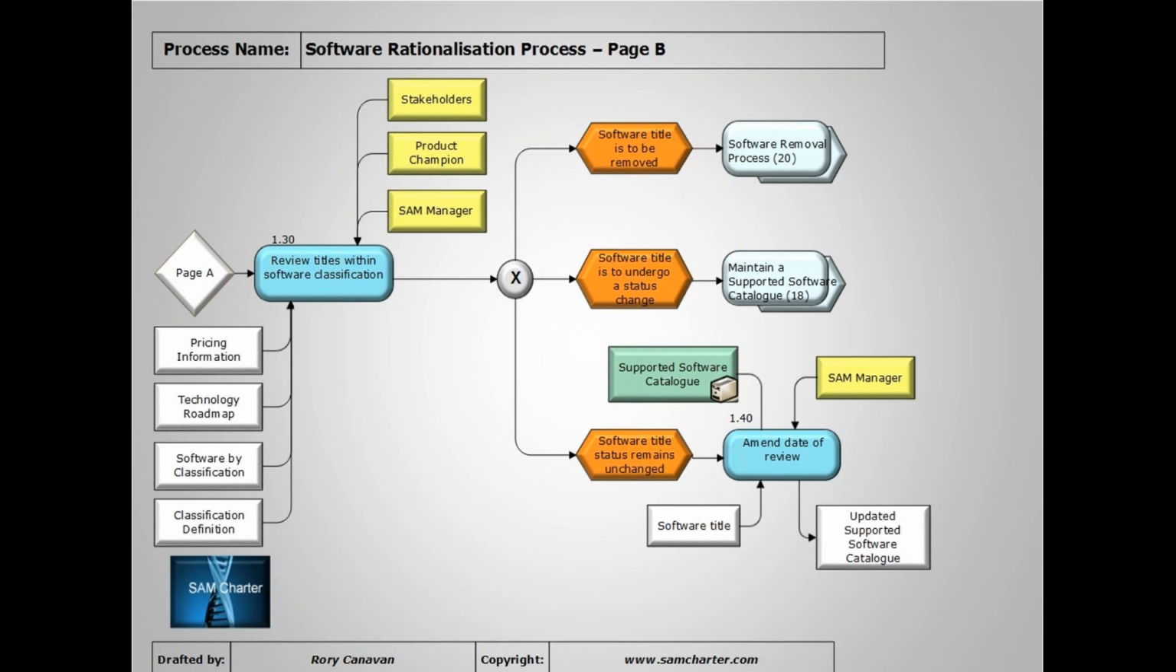So we need to update all of our software with the appropriate status. Now sometimes the status may remain unchanged, in which case we would just amend the date of review. Otherwise we would change the status using the maintain supported software catalogue process, which is number 18, and which we discussed last month. Or we would remove the piece of software using the software removal process, which is process number 20, and which, by coincidence, is next week's process of the month.